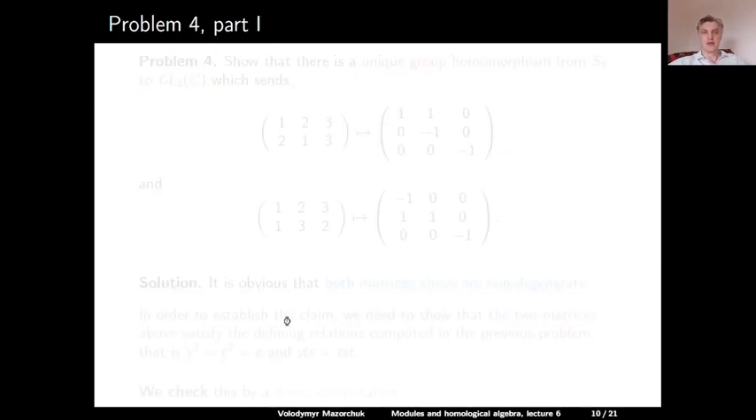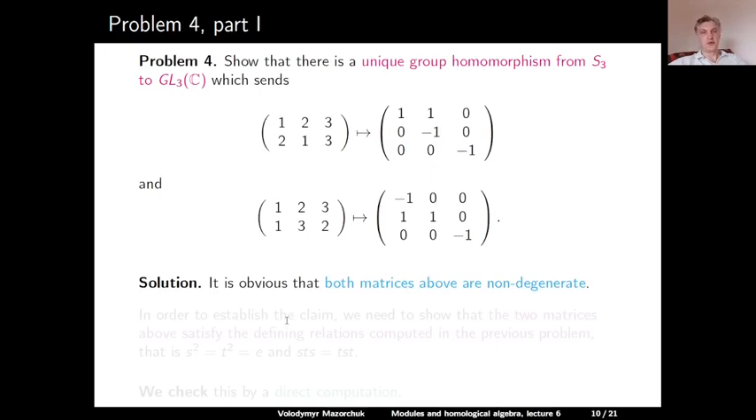Problem 4. Show that there is a unique group homomorphism from S3 to the group of all invertible 3 times 3 matrices with complex coefficients, which sends our transposition S, which transposes 1 and 2, to the matrix 1, 1, 0, 0, minus 1, 0, 0, 0, minus 1, and the transposition T, which transposes 2 and 3, to the matrix minus 1, 0, 0, 1, 1, 0, 0, 0, minus 1.